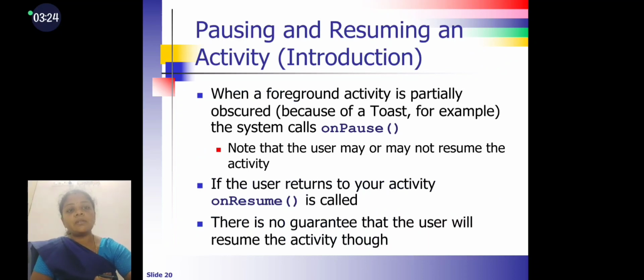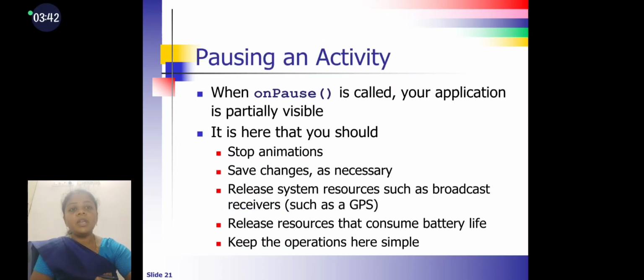When a foreground activity is partially obscured, the system calls onPause. Note that the user may or may not resume the activity. If the user returns to the activity, onResume is called. There is no guarantee that the user will resume the activity though. When onPause is called, the application is partially visible. It is here that we should stop animations, save changes as necessary, release system resources such as broadcast receivers, and release resources that consume battery life, keeping the operations here light.